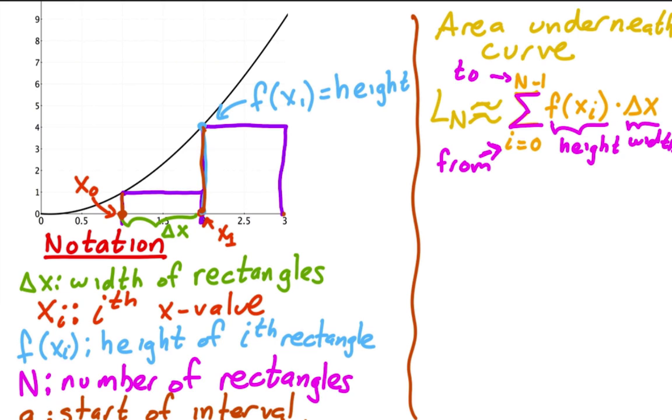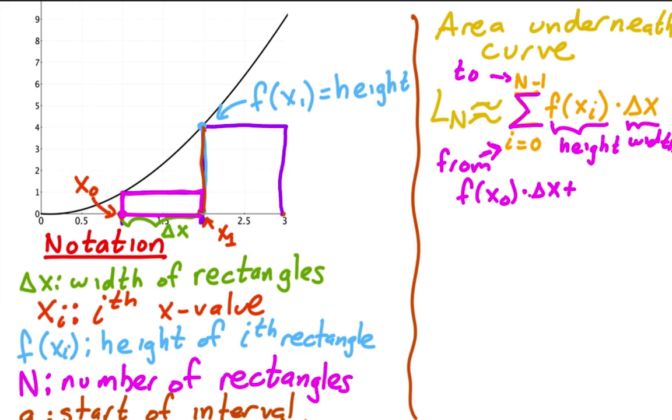And so basically, this says, for example, the first one would be f of x sub 0 times delta x. So that makes sense, right? Because x sub 0 is right here. So f of x sub 0 represents the height, and delta x represents the width. So that gives you the area of this first rectangle.